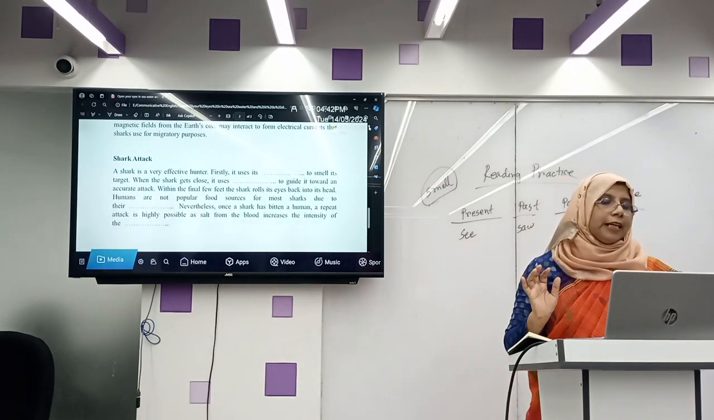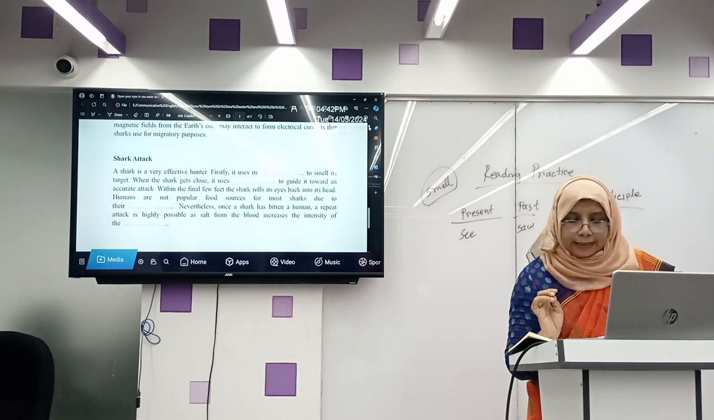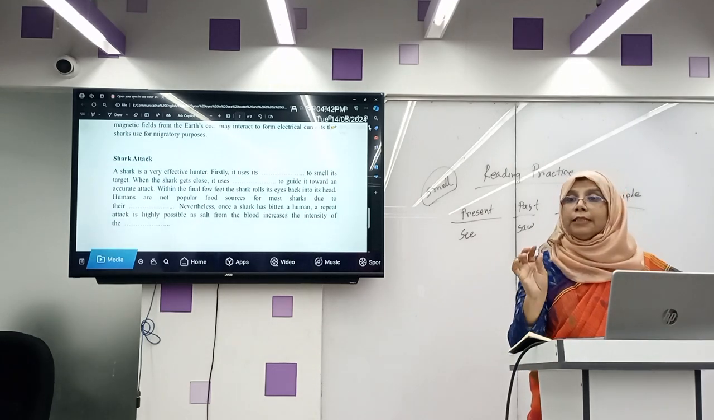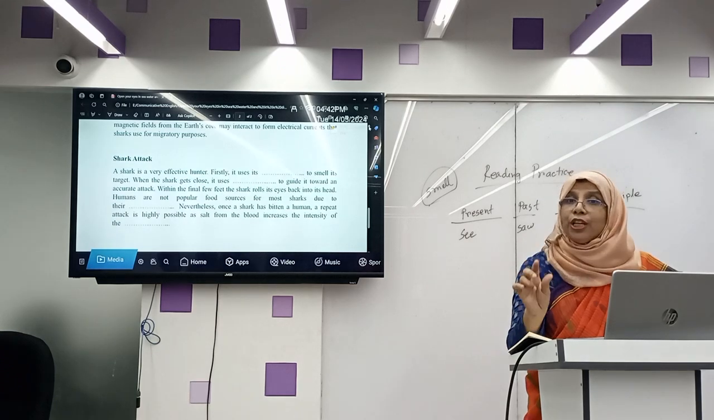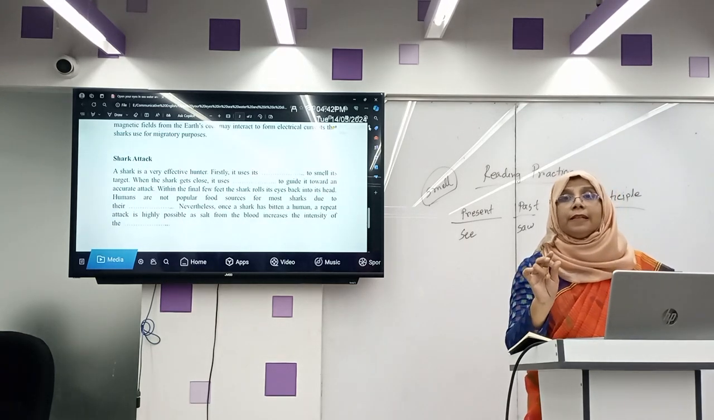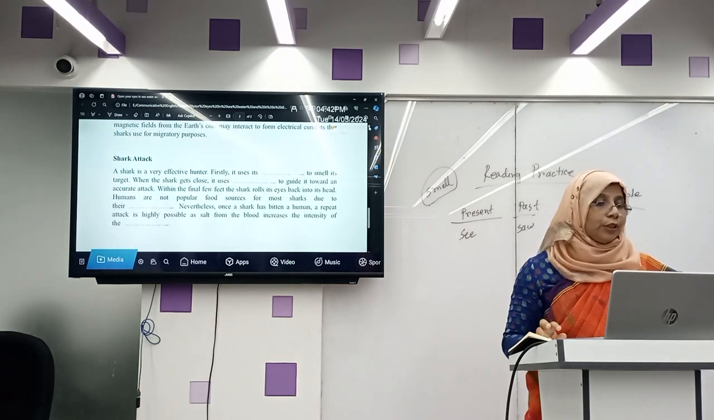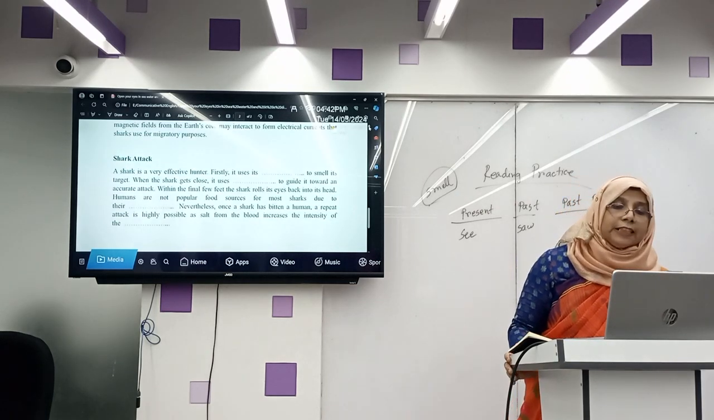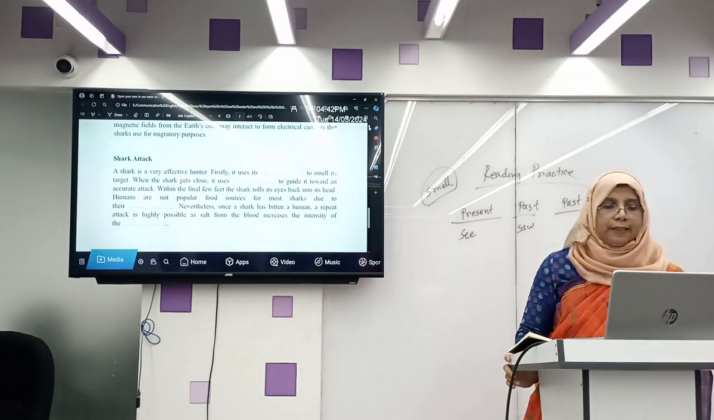So the shark is using electric signals to attack its prey, its object, precisely. Within the final few feet the shark rolls its eyes back into its head.